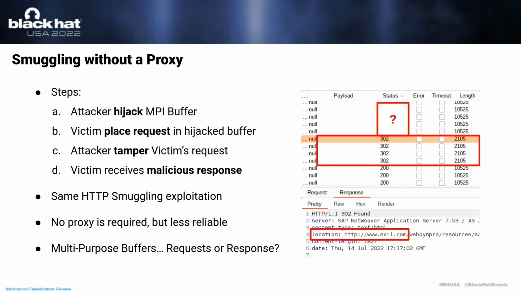But if you look at the image, you will notice that some of the responses do not contain a status code. That is because in some cases we are not tampering with the request buffer, but instead with a response buffer, because MPI buffers are multipurpose. So we can use the same MPI buffer for a request and a response.